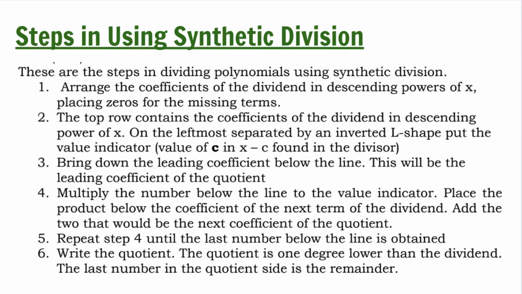Repeat step 4 until the last number below the line is obtained. Write the quotient. The quotient is 1 degree lower than the dividend. The last number in the quotient side is the remainder.